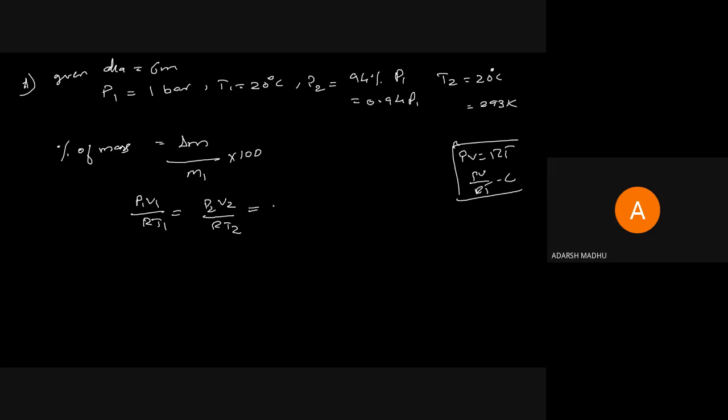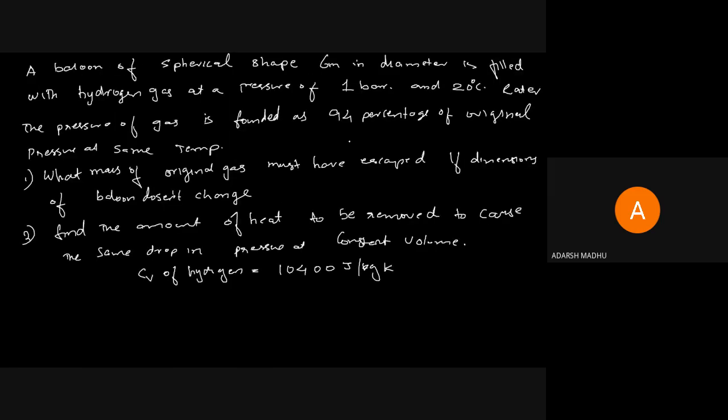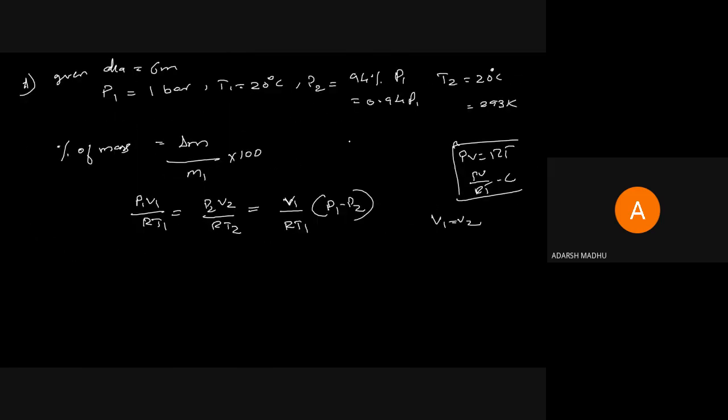You can also write the equation as V1 by RT1 into P1 minus P2. Why do we write it like that? That is V1 equal to V2, volume is not changing, the size of the balloon is not changing, as the question says. And temperature is also not changing, T1 equal to T2. And also R is constant.